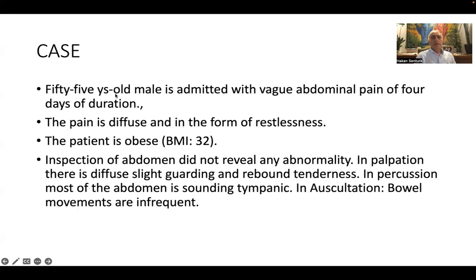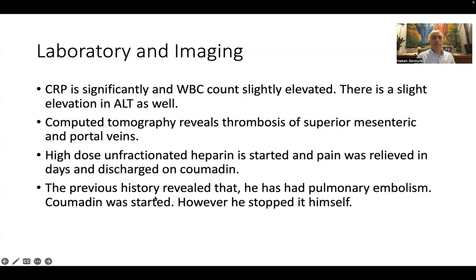Another case, a 55-year-old male is admitted with vague abdominal pain of 4 days duration. The pain is diffuse and it is like a restlessness. The patient is obese. Inspection of the abdomen did not reveal any abnormality. In palpation, there is diffuse slight guarding and rebound tenderness. In percussion, most of the abdomen is sounding tympanic, like an adynamic ileus, and bowel movements are infrequent.